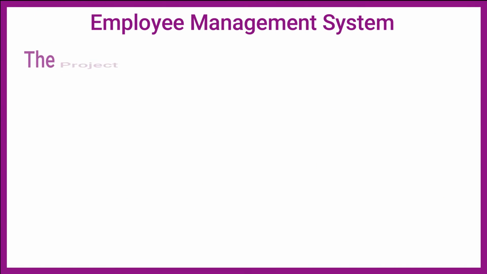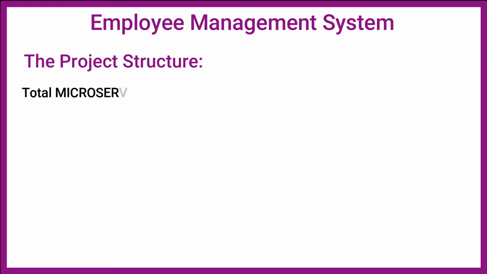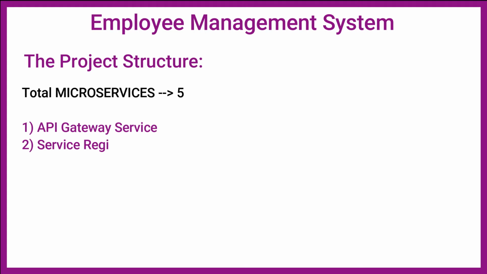So now let's see the project structure, that is the employee management system microservices. So I have developed totally 5 microservices. The first one is API gateway service, and API gateway is the component that will act as a single entry point for our client application to interact with the various microservices within the system.